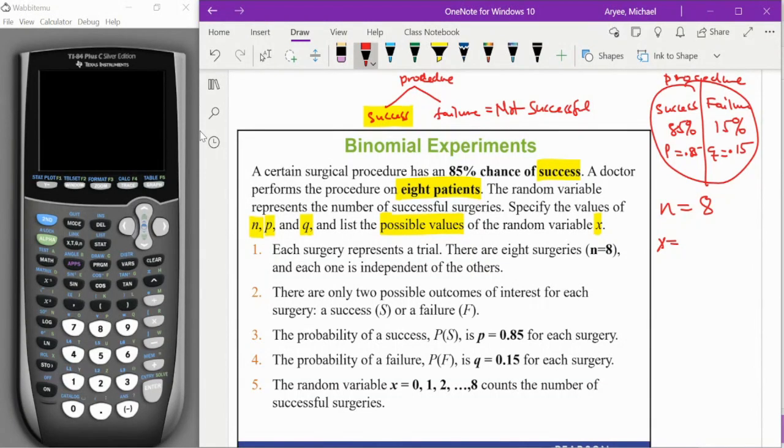So in this case, it could happen, but we are only interested in here. It could happen that out of the 8, there was no success. It could happen that there is 1 success, 2, or it could happen that all eight surgeries were successful. So in a binomial, your x could range from 0 to n. Your x value can range from 0 to n.